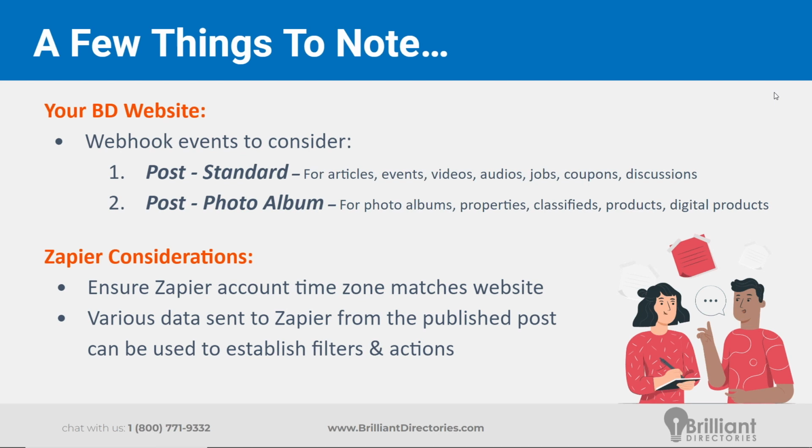Now, where these two types of posts, standard and photo album, differ is that post standard types just have one image upload field, where you can set a thumbnail and that's it. So those are articles, events, videos, audio, listings, jobs, coupons, and discussion posts.